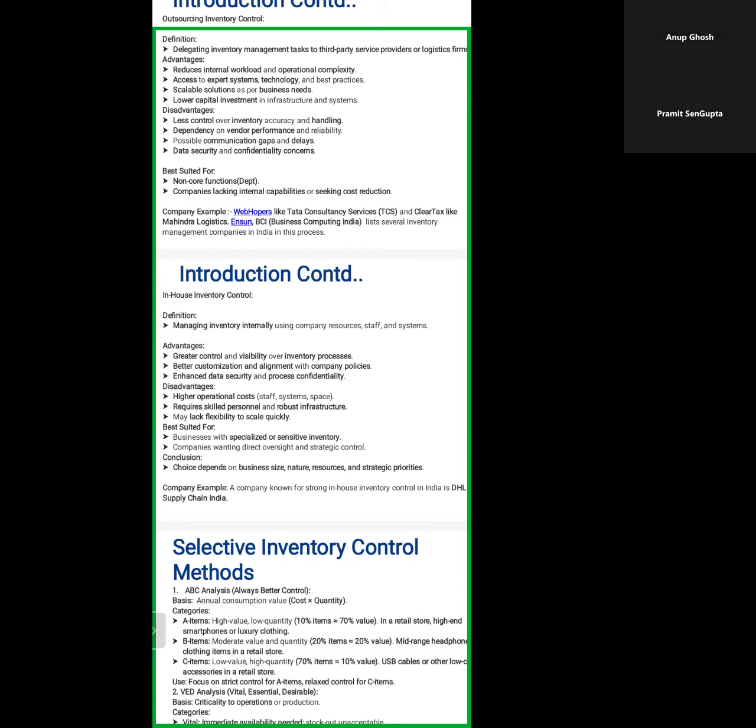Enhanced data security compared to outsourcing stock control method. This is definitely in the hands of the IT department of the parent company. So it goes without saying, the data security is far higher compared to outsourcing units. Now, these are the advantages.